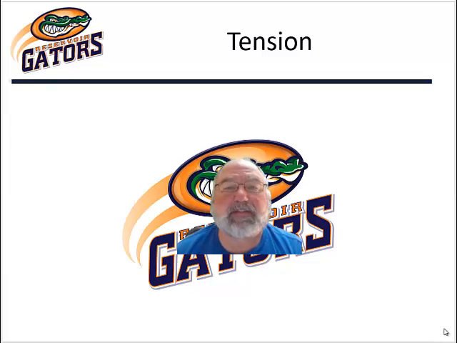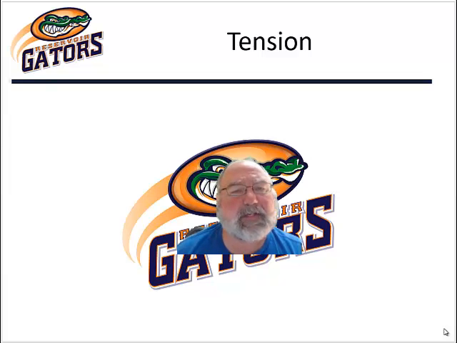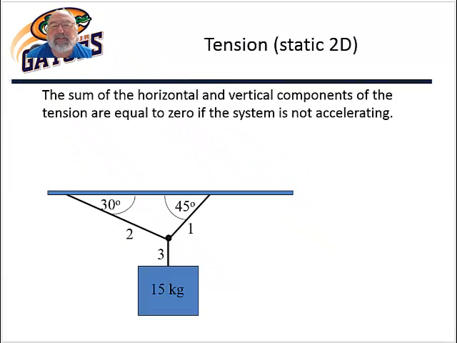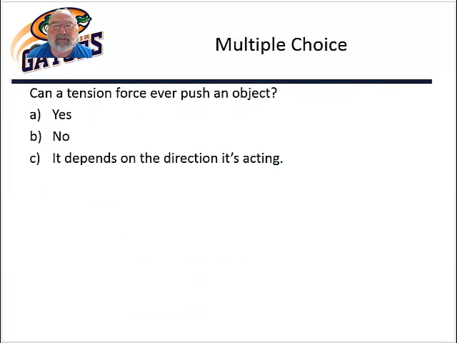Hi, welcome back. This video is about tension, and tension sometimes causes people some confusion, and really it's just a force that's exerted by a rope or a cable. The sum of the horizontal and vertical components of the tension are equal to 0 if the system is not accelerating. So for systems that are moving at a constant velocity, that would be a system that's not accelerating. Or the example that we're going to use here are for things that are hanging by a cable but not moving any place. Here's your multiple choice question.